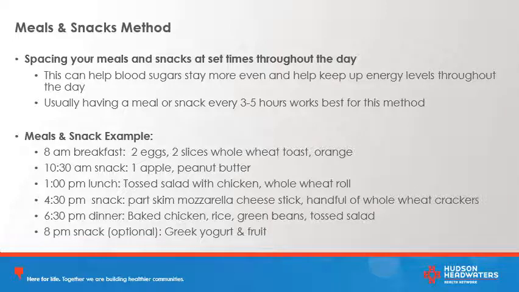1 p.m. you've got a lunch with a salad and a whole wheat roll. You've got a snack at 4:30. So you've got your mozzarella string cheese stick and whole wheat crackers. And then you've got your dinner, which would be your chicken, your rice, green beans, and tossed salad, and then you have an optional snack. So all snacks here are portion controlled, and they're meant to supplement the meals and give you more nutrients. So we're picking nutrient-dense snacks between our meals.